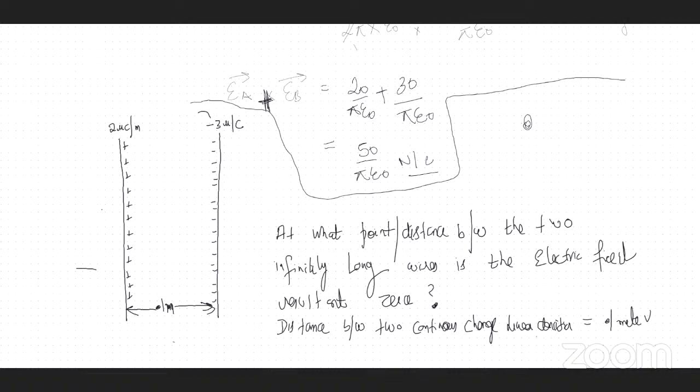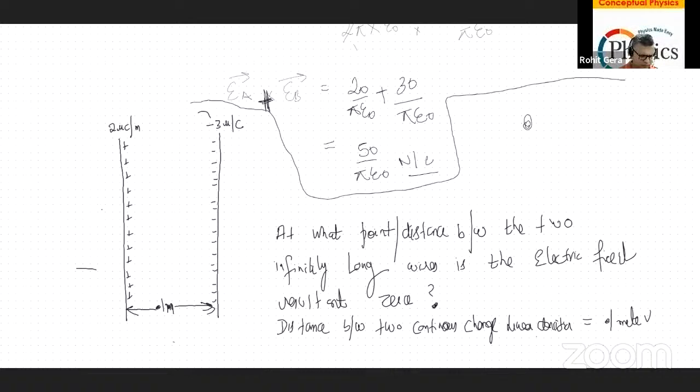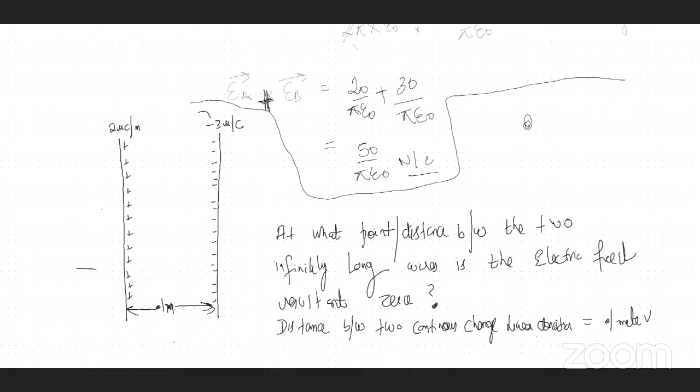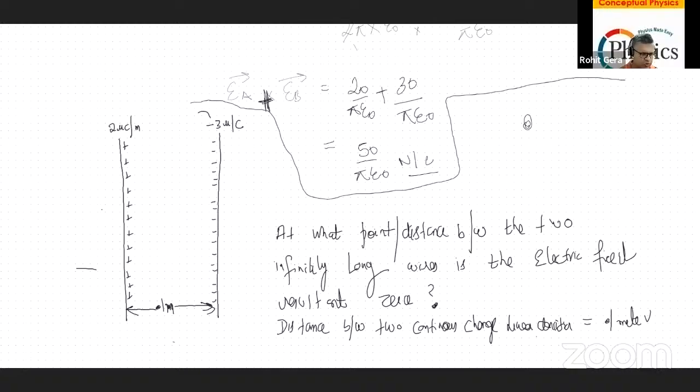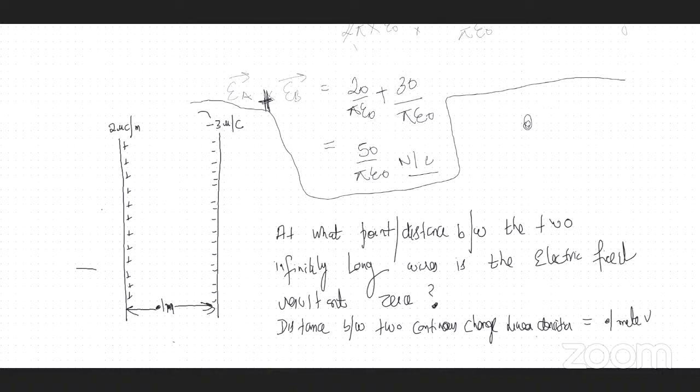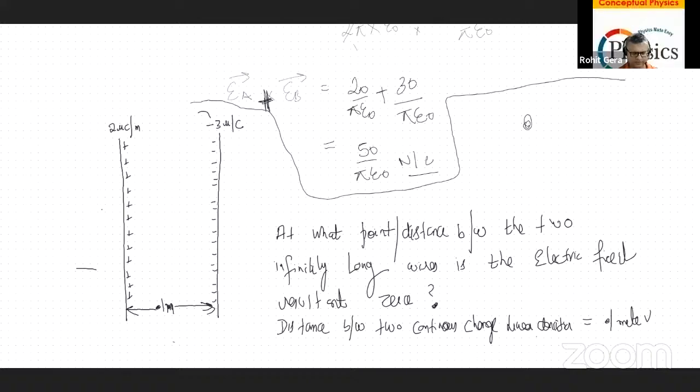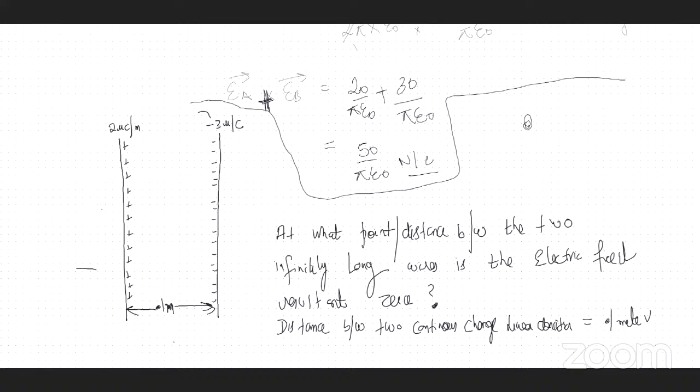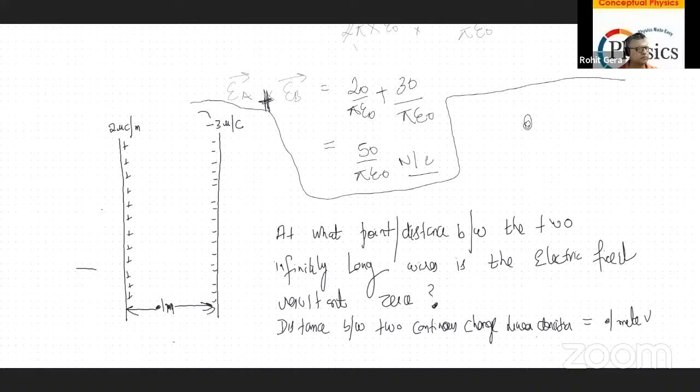Okay, the distance is 0.1, and they asked us at what point between. Should I give a point? Should I solve it like that? Assume the distance of that point from the line charges to be x. Then the balance distance will be 0.1 minus x. Let me complete first.